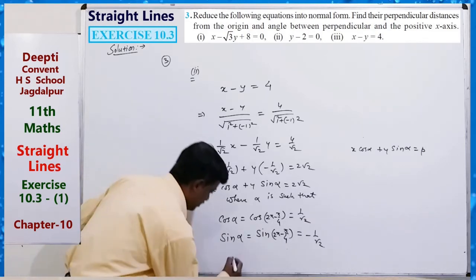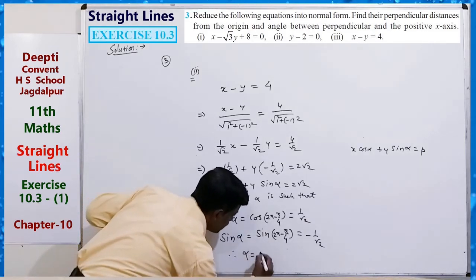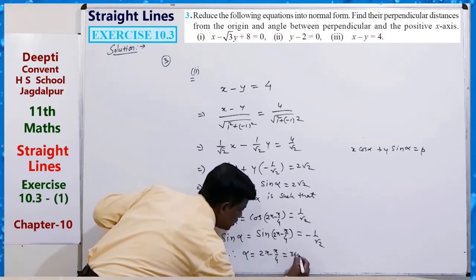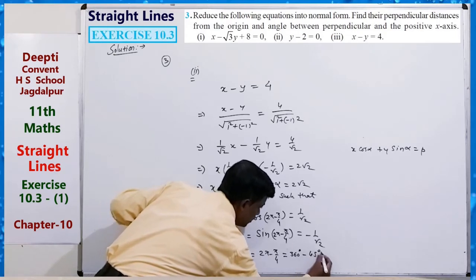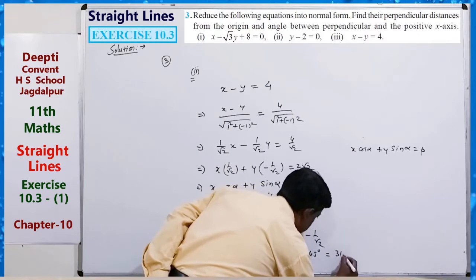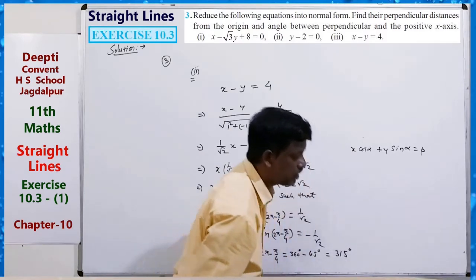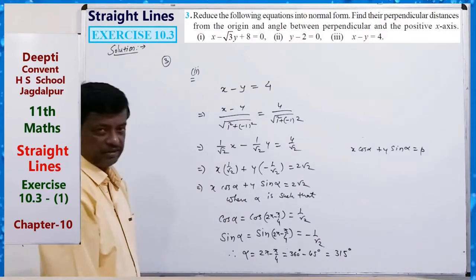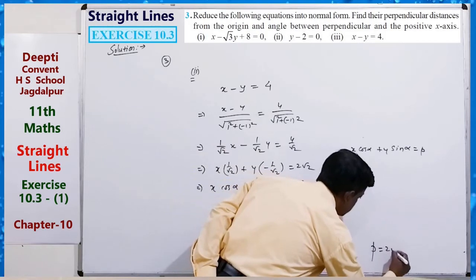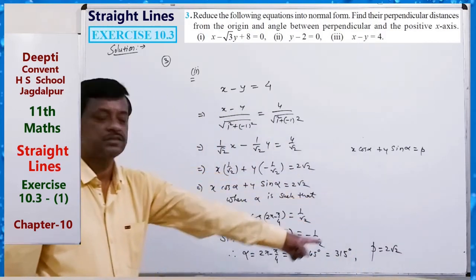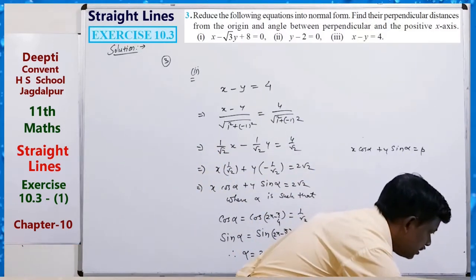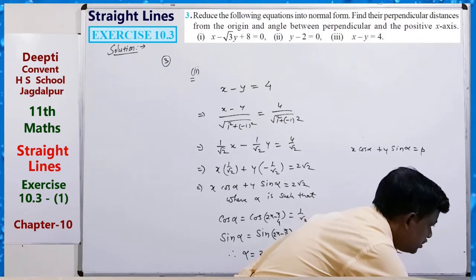Therefore alpha equals 2 pi minus pi by 4, which means 360 degrees minus 45 degrees equals what? 315 degrees. Okay, so alpha equals 315 degrees and p equals 2 root 2. So this is the perpendicular distance and this is the angle. By this technique we can convert the value.